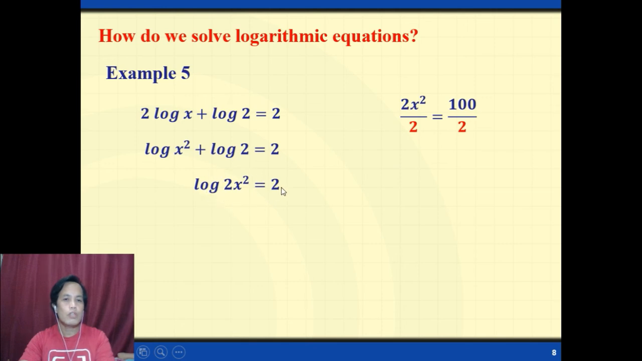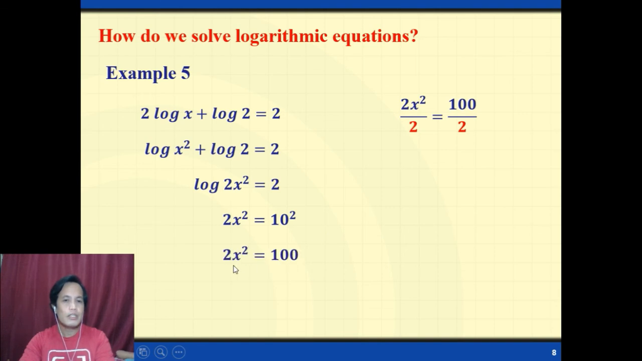when we change this one to exponential, we can write this one as 2x squared, which is this one, equals the 10, which is the assumed base. Kaya wala giswat base, so atong base ana is 10, and the exponent 2. Then simplify, 10 squared is 100.